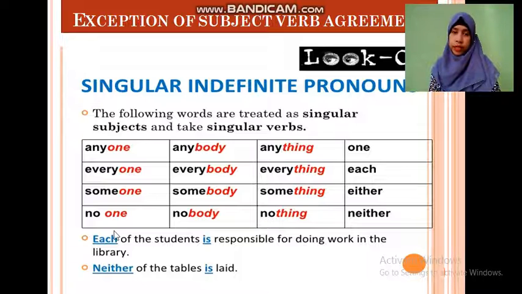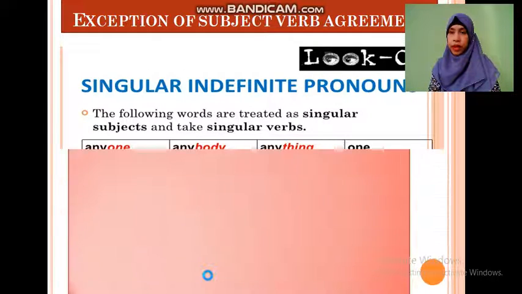So for example: each of the students is responsible for doing work in the library. Though there are students, you have to focus on each. So if there is each, it should be followed by is, because it shows the singular. For the second: neither of the tables is laid. We don't focus on tables, but on neither. So neither will be followed by a singular verb, using is. Okay. Thank you.